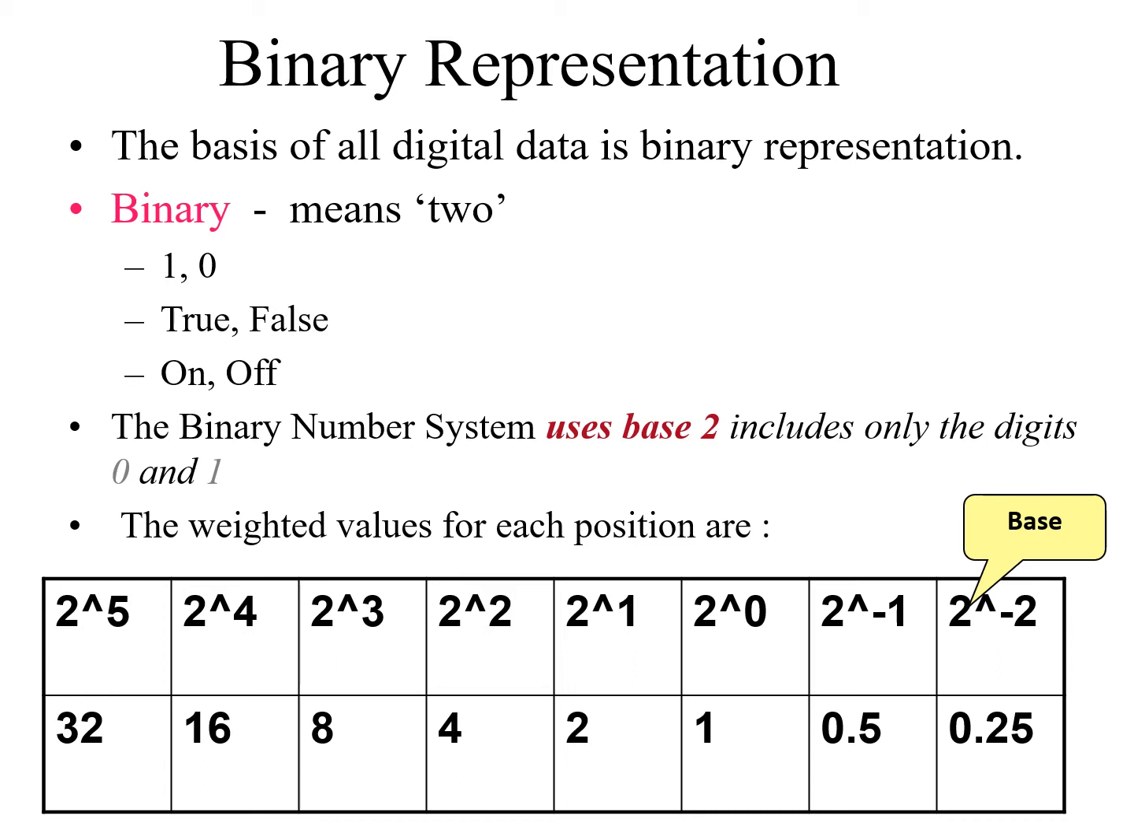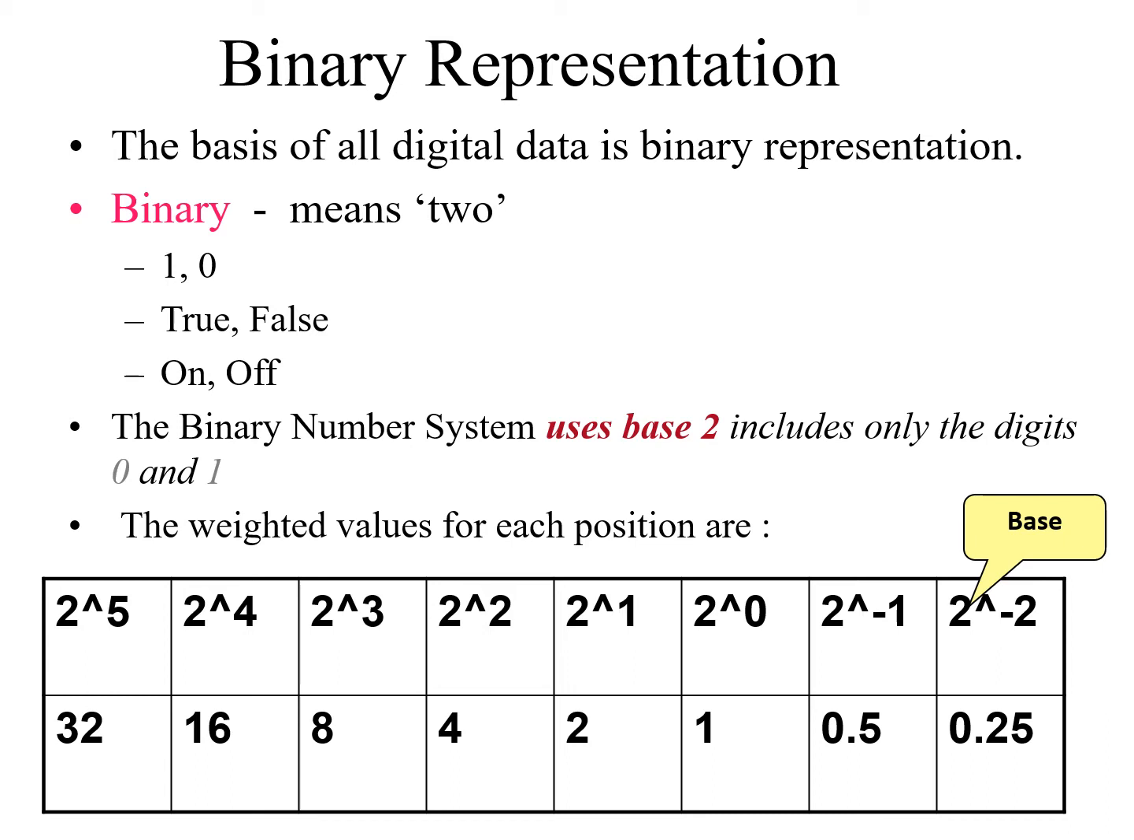The weighted value for each position are 2 raised to power 0 equals 1, 2 raised to power 1 equals 2, 2 raised to power 2 equals 4, 2 raised to power 3 equals 8, 2 raised to power 4 equals 16, 2 raised to power 5 equals 32. Then after the decimal point, the power is negative, that is 2 raised to power minus 1, that is 0.5, 2 raised to power minus 2 equals 0.25.